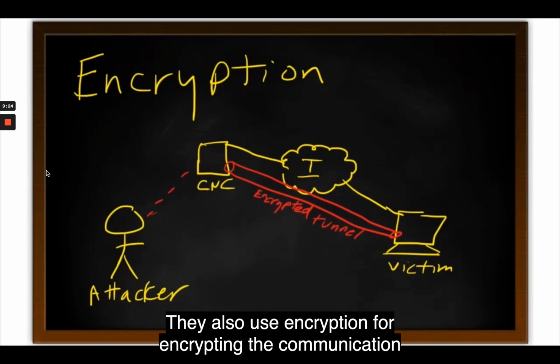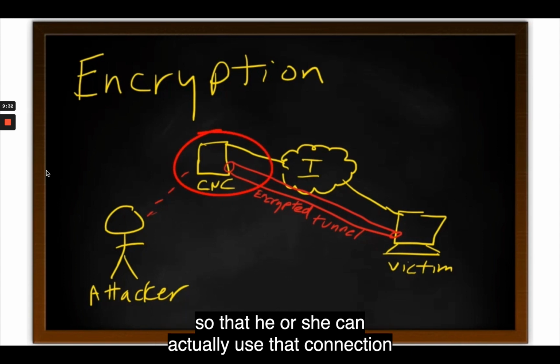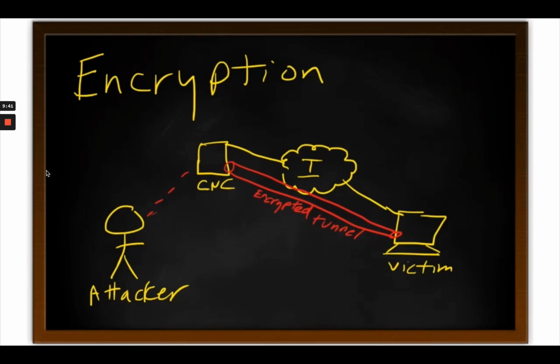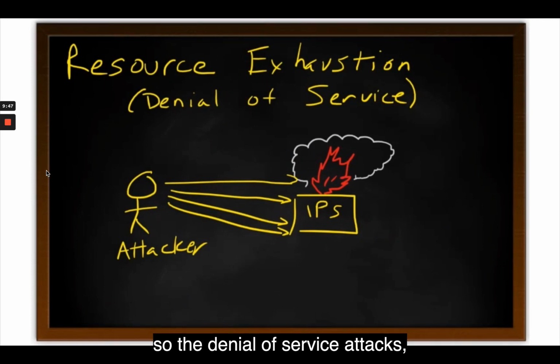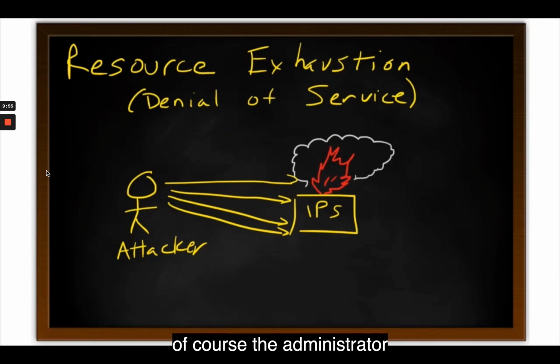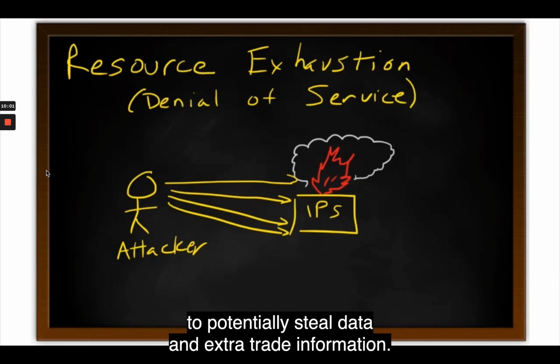They also use encryption for the communication from a compromised system to a command and control system, so that the attacker can use that connection to manipulate and send instructions to the compromised system. Another type of evasion technique is the use of resource exhaustion attacks, so denial of service attacks that can be used to evade detection and simply distract the administrator, and then, of course, launch a more sophisticated attack to potentially steal data and exfiltrate information.